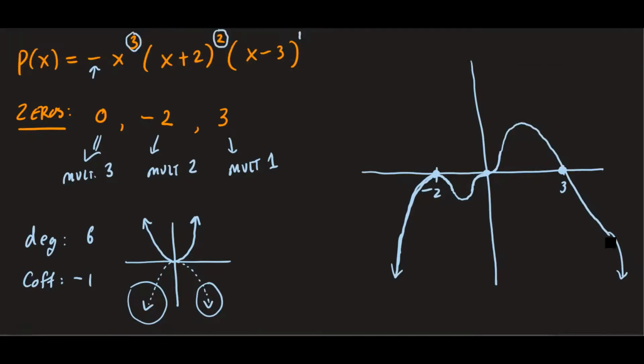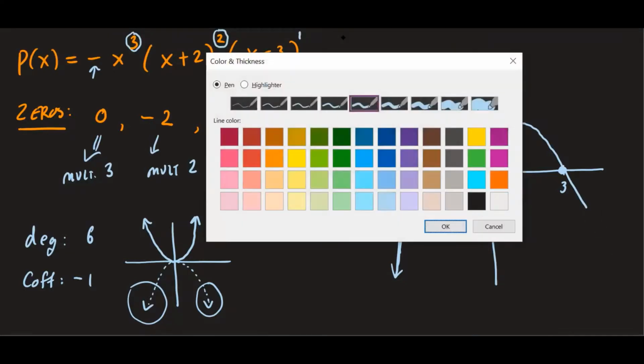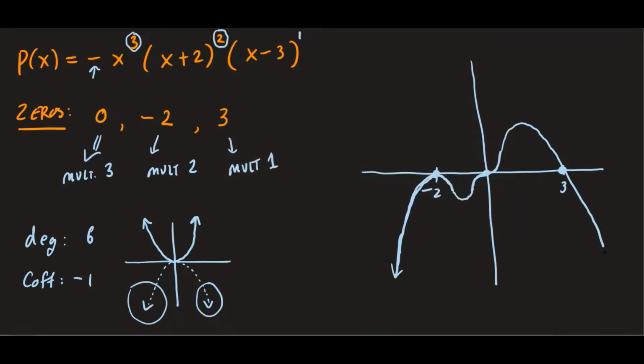Now I'm just going to straighten out this edge because it should be nice and smooth. So there you have it. So you see how we have to emphasize the zeros, and that's a good way to come up with these pictures. And that's our function p of x.